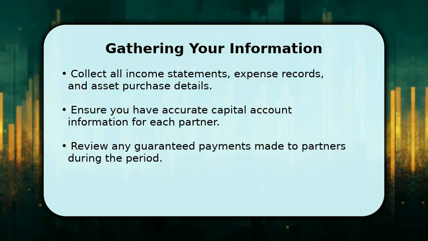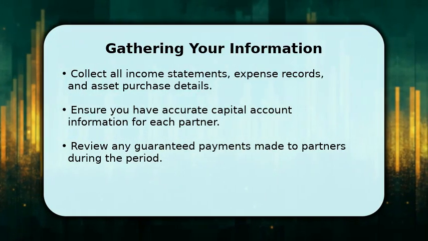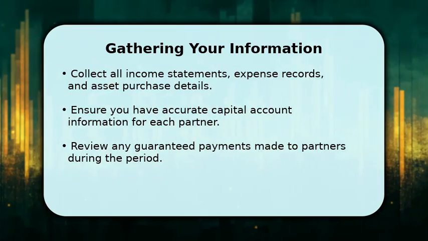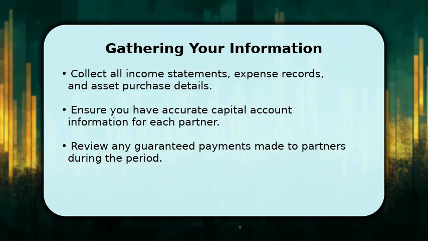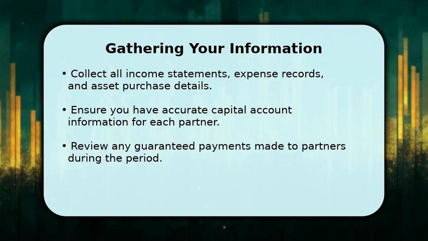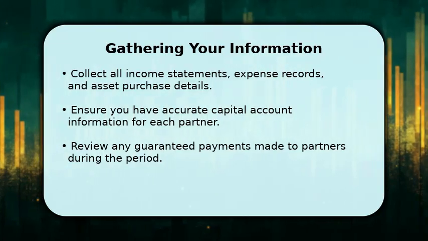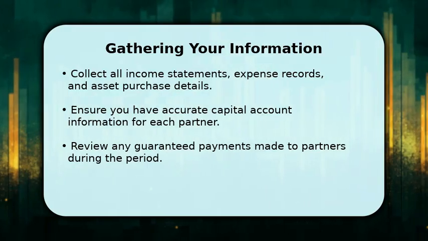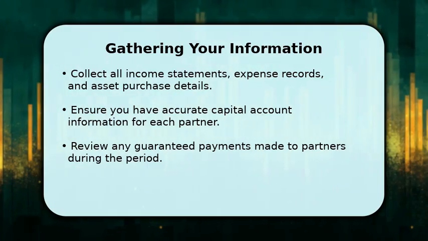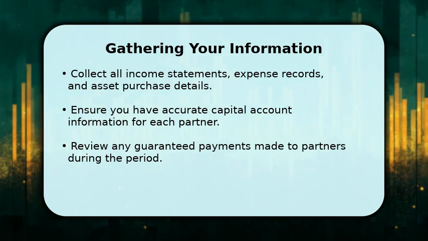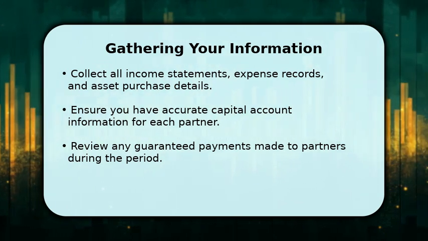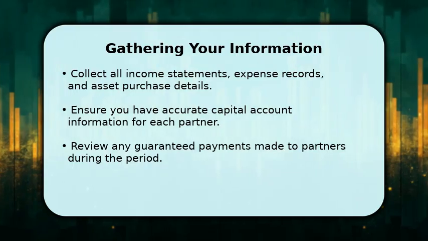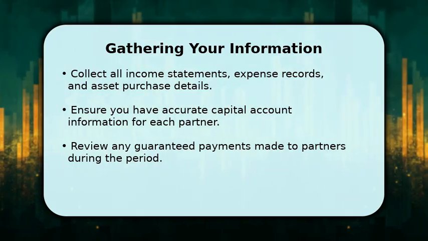This includes comprehensive income statements, detailed expense records, and information on any asset purchases or sales. You'll also need accurate capital account information for each partner, reflecting their contributions and withdrawals. Don't forget to review any guaranteed payments made to partners, as these are also reported on the return. Having everything organized will streamline the filing process.